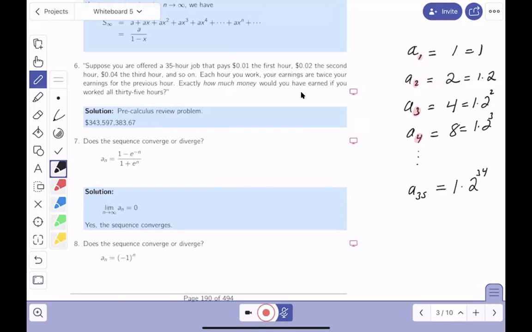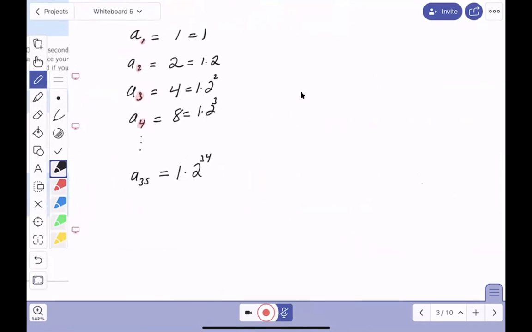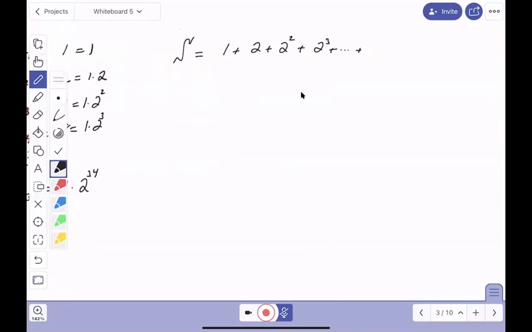So let me read that in. Suppose you're offered a 35-hour job that pays a penny for the first hour, 2 cents for the second, 4 cents for the third, and so on. So on means you get the pattern. It's being doubled. Each hour you work, your earnings are twice your earnings in the previous hour. Exactly how much money would you have earned if you worked all 35 hours? All right, so I got to write that down now. So that's a sum. So I write the sum down for you. And what's the sum? 1 plus 2 plus 2 squared plus 2 cubed plus yada, yada, yada, up to 2 to the 34th.